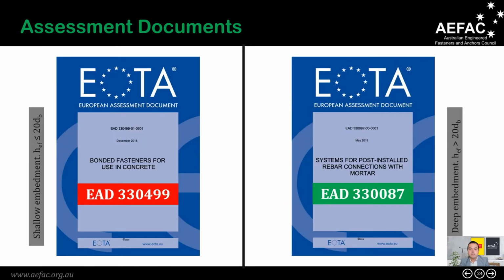There are two EADs for the pre-qualification of post-installed chemical anchors with reinforcing bar. The first one is EAD 330499, and this EAD includes the pre-qualification of chemical anchors with threaded rod or reinforcing bar as anchoring element. This EAD, on the left, covers embedment of up to 20 times the diameter of the anchor. The EAD on your right-hand side is the assessment document for the rebar model. This EAD covers the pre-qualification requirements for rebar with effective depth greater than 20 times the diameter of the reinforcement. This new EAD is now referenced in the 2021 edition of AS 5216.